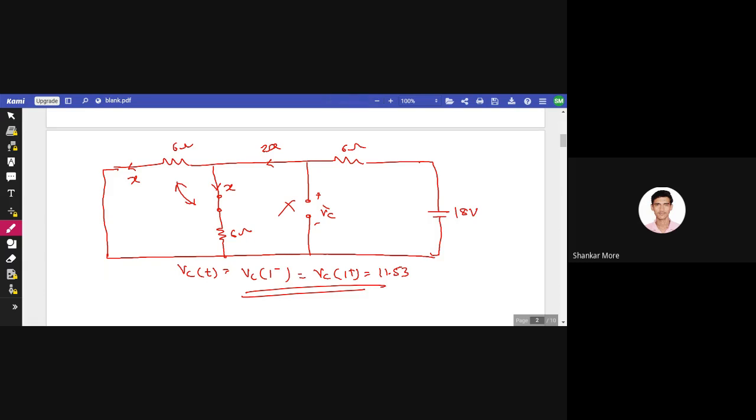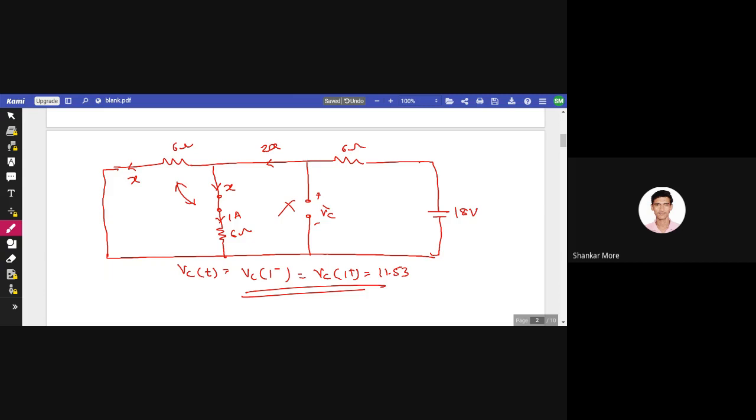Now 2 ampere is what? 2 ampere is 2x. So x will be equal to 1 ampere, obviously. And if 1 ampere current is flowing through this, what shall be the voltage across this 6 ohm resistance? It should be 6 volt, isn't it?